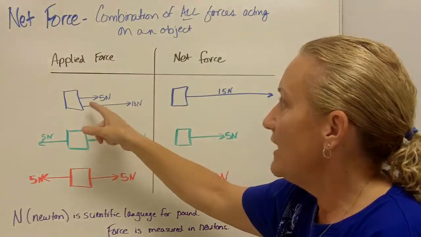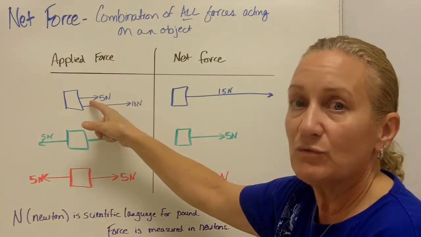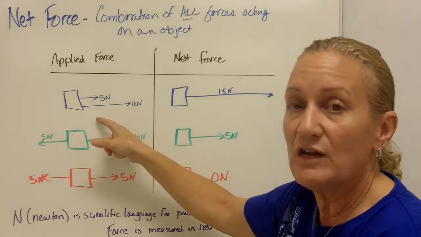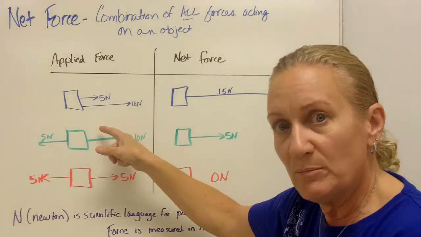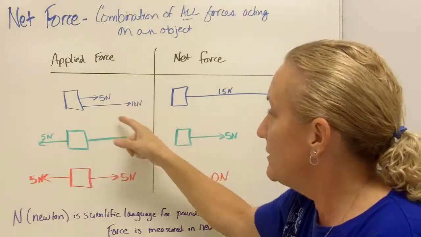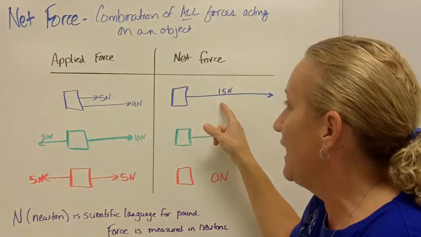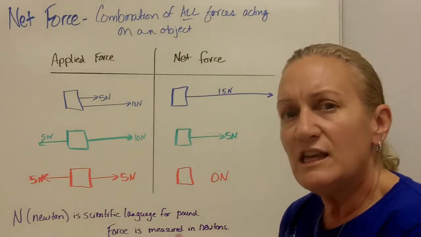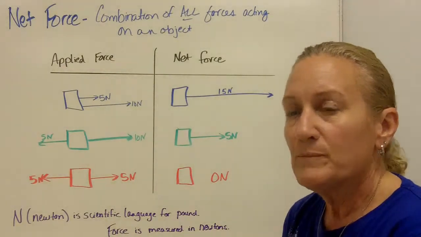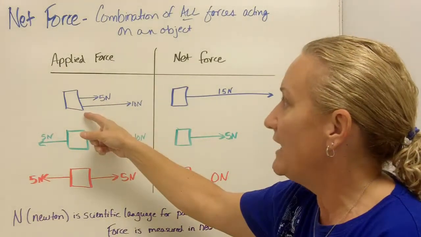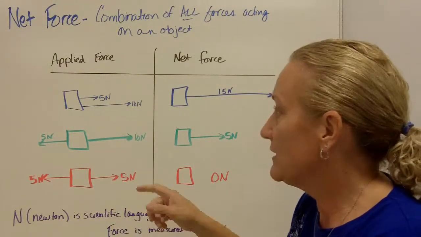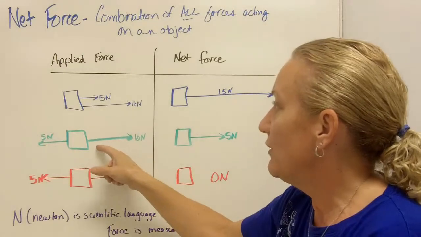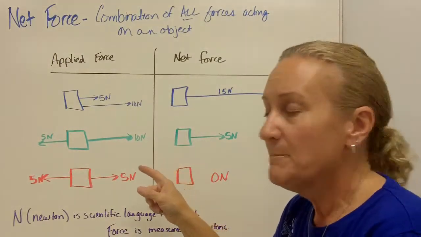If I had a box and the applied force to the right was 5 newtons, and there's another applied force to the right of 10 newtons, we simply add those two together and we get a net force of 15 newtons. Think of it, if you will, like a tug of war. If you're both pulling on the same side, then you add up those, and that tells you what the net force is.